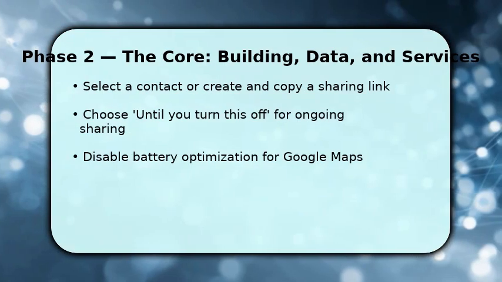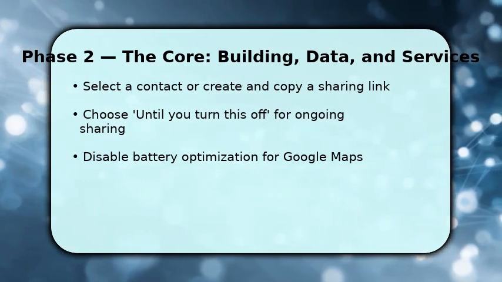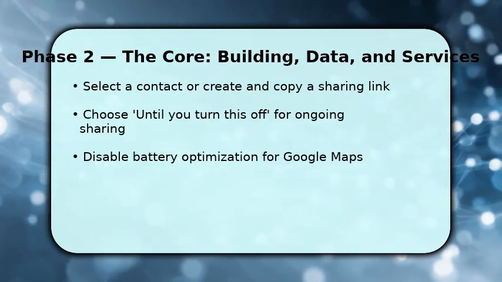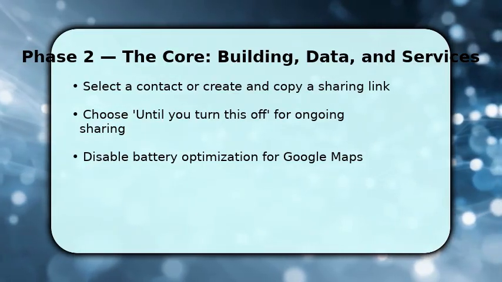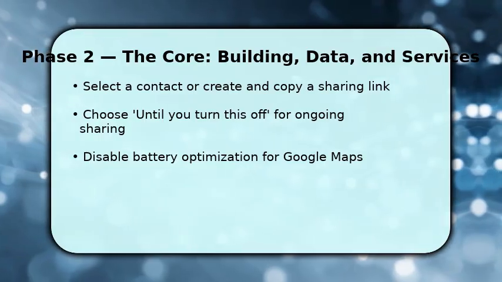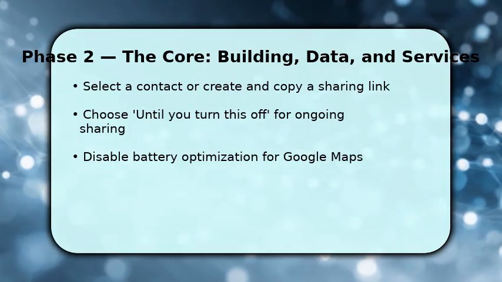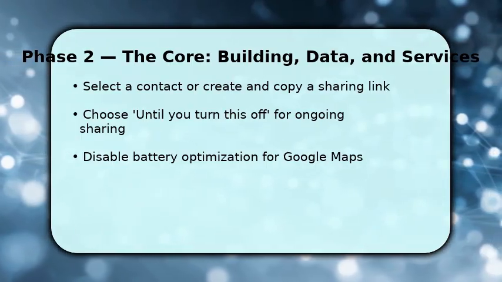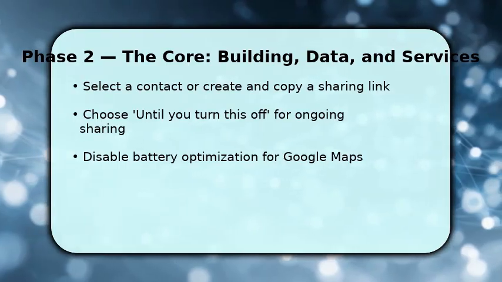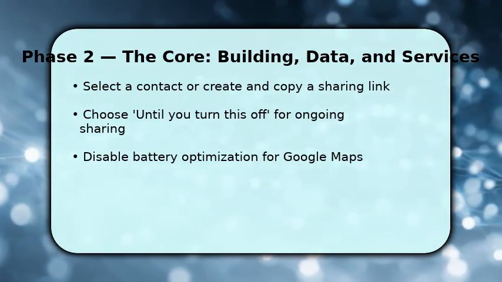You select a contact or generate a shareable link, then explicitly choose until you turn this off for indefinite sharing. Make sure to allow background location, high accuracy mode, and disable battery optimization for Google Maps so the system doesn't suspend it. Once configured, confirm the contact sees your live dot on their maps.